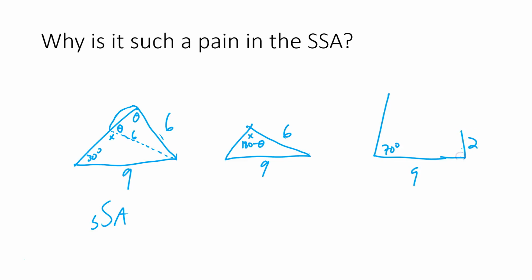Well, I can still play with these angles, but no matter where I put that 2, there's no way I'm ever going to get over to this side. I can also make this one as long as I want, but this little side, big side angle just seems to be a pain, because it's possible that no triangle is possible.